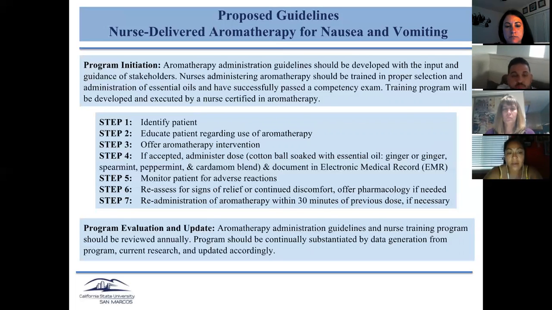Step 5, monitor patient for any adverse reactions and document. Step 6, reassess for signs of relief or continued discomfort. And if discomfort is still present, offer pharmacology. If possible, you can also re-administer aromatherapy within 30 minutes of the previous dose. Finally, program evaluation and update. Aromatherapy administration guidelines and nurse training programs should be reviewed annually. Programs should be continually substantiated by data generated from the electronic medical record, from current research presented, and should be updated accordingly.